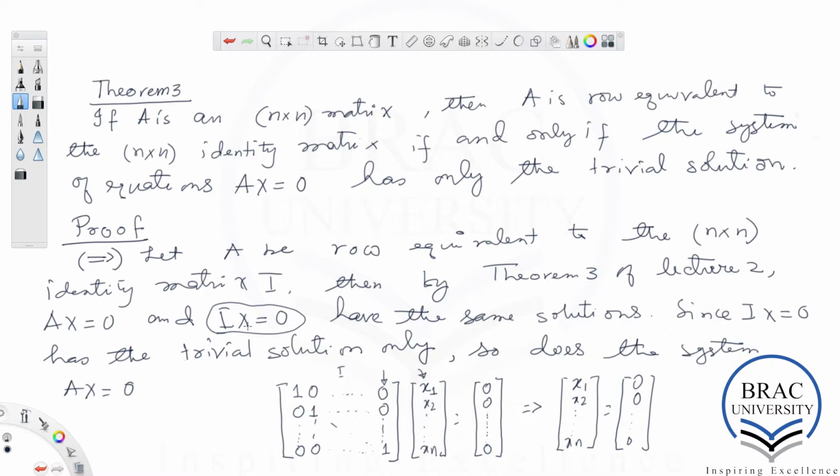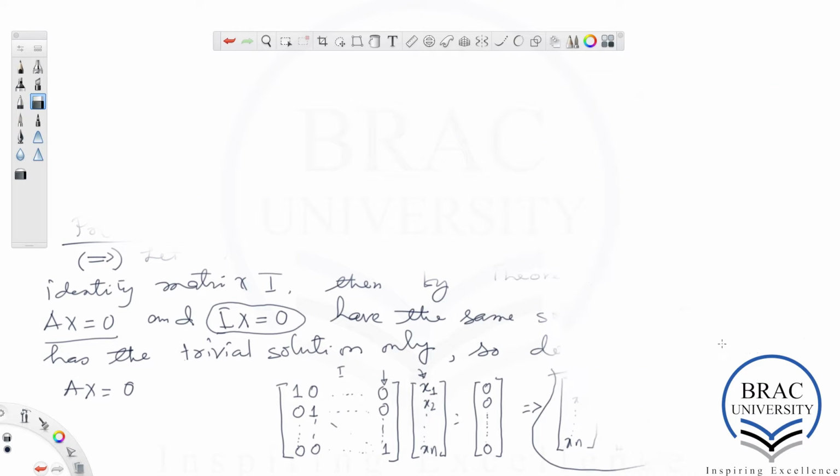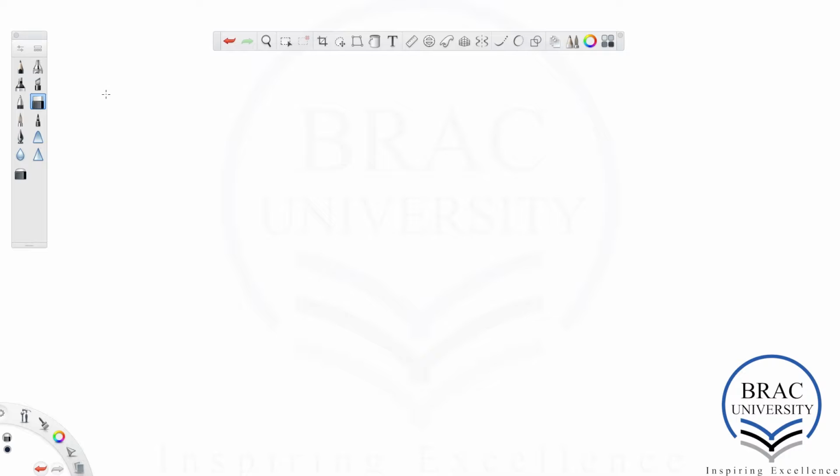This is what we state here, that Ix is equal to 0 only admits the trivial solution. And since Ax is equal to 0 and Ix is equal to 0 both have the same set of solutions, the system Ax is equal to 0 must have the trivial solution only. Okay, so this was one direction. For the other direction, we prove this direction now.